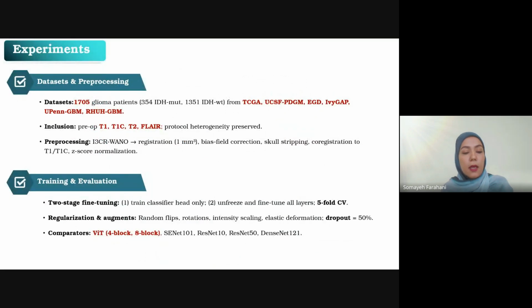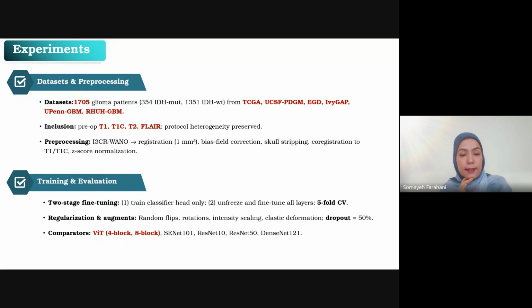For our experiments, we worked with about 1,700 glioma patients from 6 public data sets, including TCGA, UCSF, and EGD. We use 4 routine MRI sequences: pre- and post-contrast T1, T2, and FLAIR. We kept the regional protocol differences to truly test generalizability and applied a standard pre-processing pipeline. We use 5-fold cross-validation and applied online conventional data augmentation to help address class imbalance.